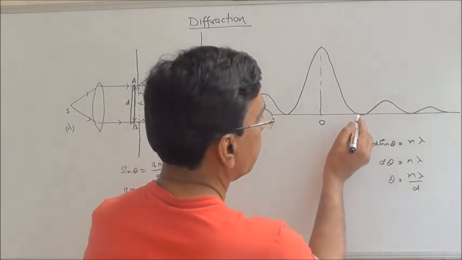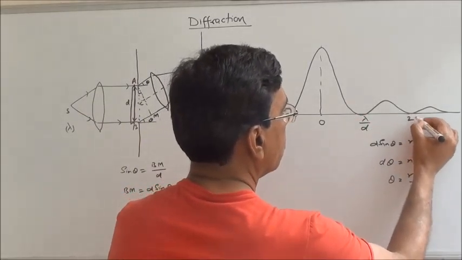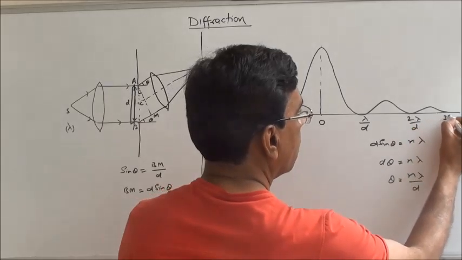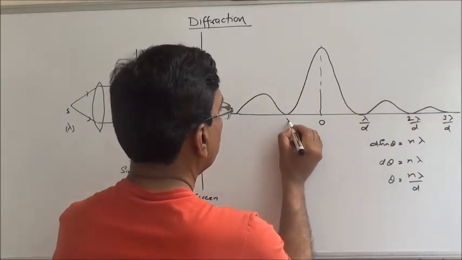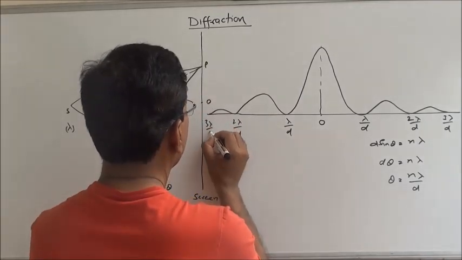So angle of diffraction, first minima is coming at lambda by d. Second is 2 lambda by d. Then third is 3 lambda by d. And same way here, lambda by d, 2 lambda by d, and 3 lambda by d.